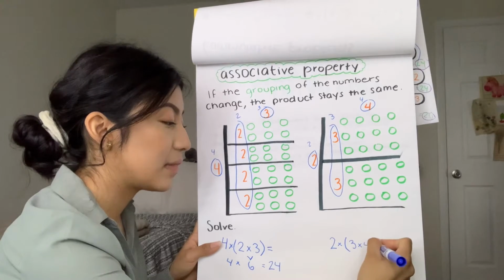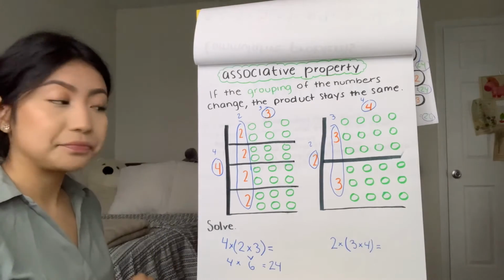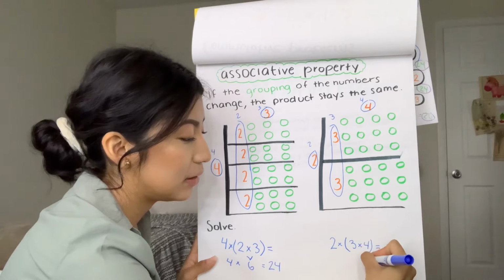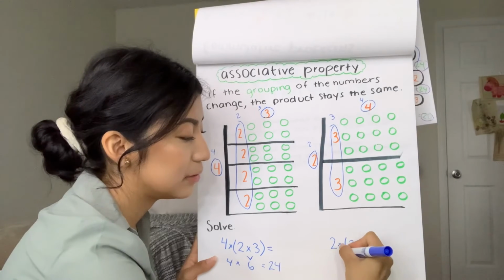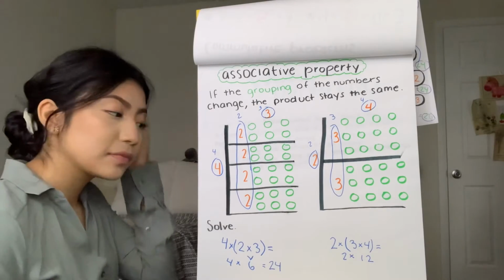Awesome. So let's see, what is 4 times 3? 12. And bring down that 2. What is 2 times 12? 24.